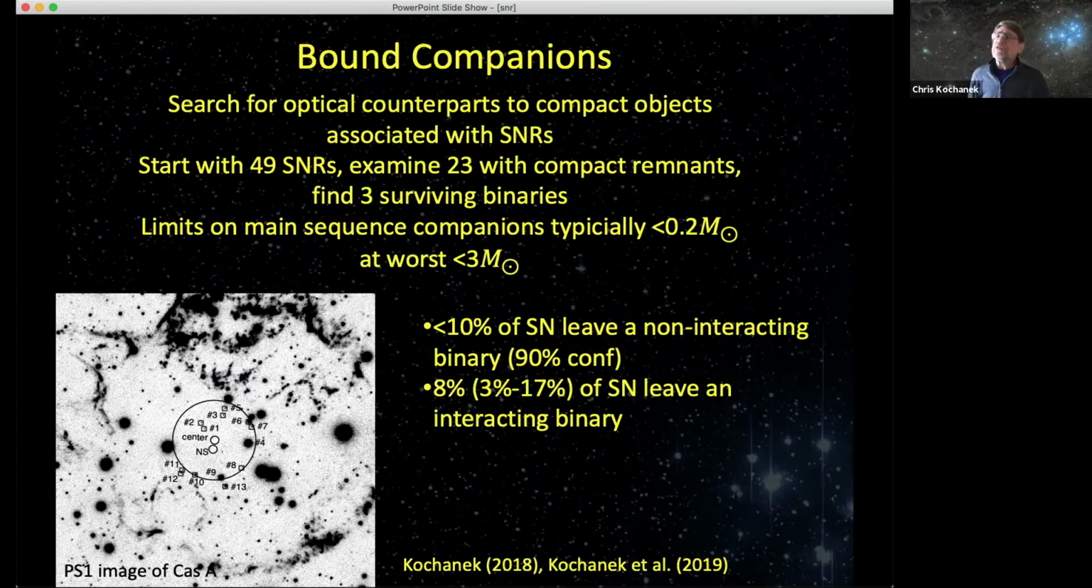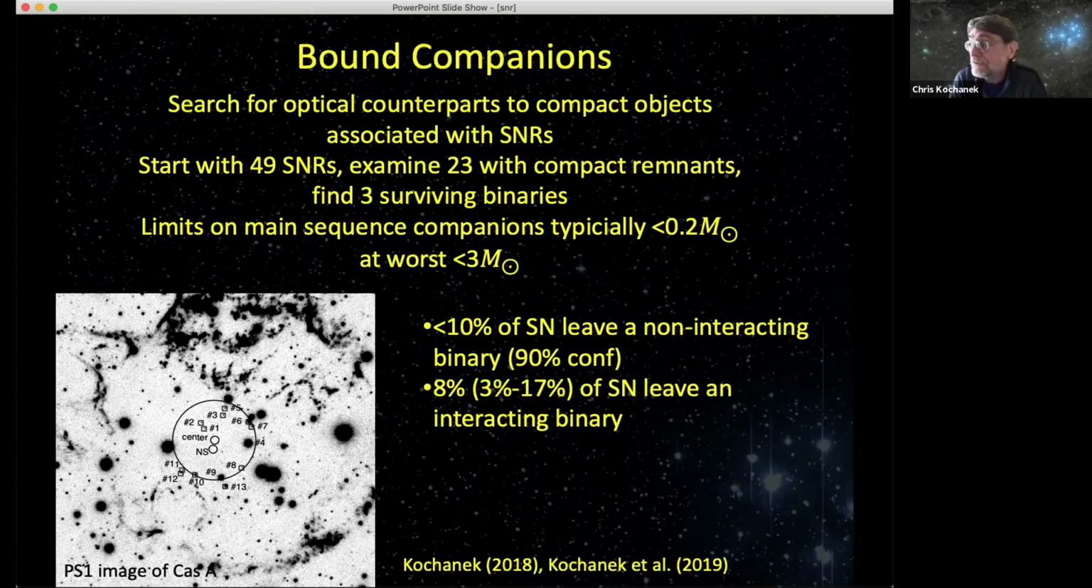You can select 49 supernova remnants where you could plausibly do the search. Only 23 of them have identified compact objects. The problem with most of the rest, which I'll come back to towards the end, is X-ray source confusion. 3 of the compact objects are in binaries. And since you know exactly where to look, you can typically set limits on any stellar companion to the compact object down to a few tenths of a solar mass. Even in the worst case, you would get a limit of like 3 solar masses.